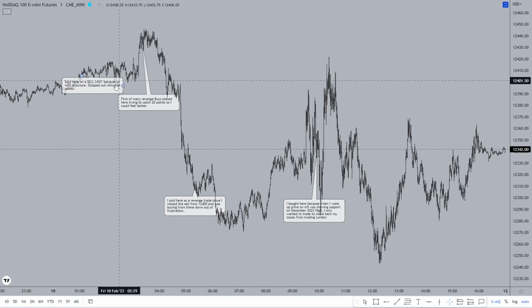But just to go through this really quick, if you can read what somebody says, right? This right here says sold here on the sell limit because of M15 structure, got stopped out minus 30 points.